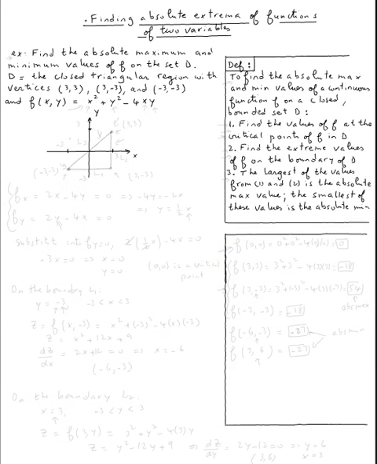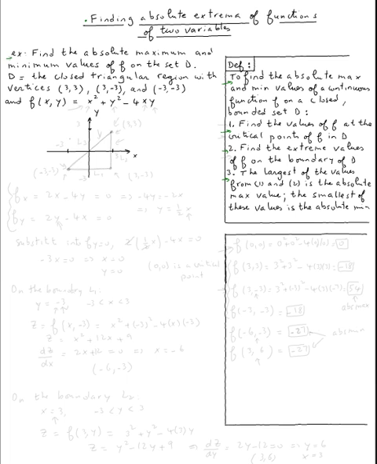The topic is finding absolute extrema of functions of two variables. So let's read the definition. To find the absolute max and min values of a continuous function f on a closed bounded set D, first we need to find the values of f at the critical points of f in D, and then two, find the extreme values of f on the boundary of D, and then three, the largest of those values from one and two is the absolute max, and the smallest is the absolute min.